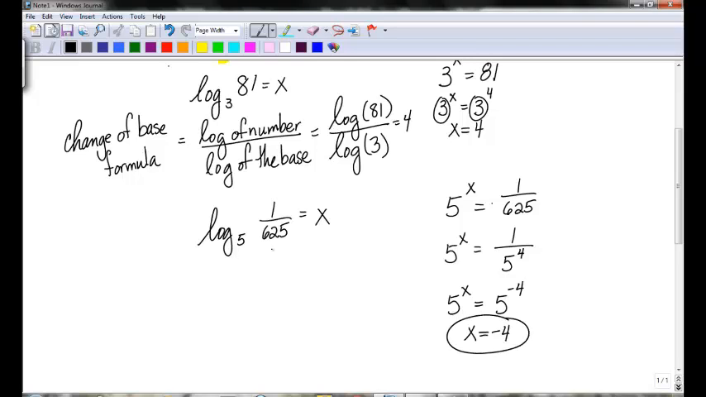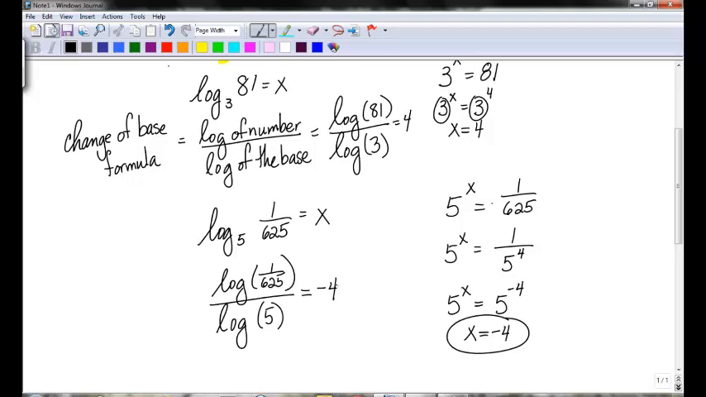Now, if I do it using the change of base formula, I'm going to do the log of 1 over 625 divided by the log of 5. Okay, so take the log of 1 divided by 625, divided by the log of 5, and you should get negative 4. So you ought to be able to do these both algebraically and check them on the calculator using the change of base formula. Any questions on that part?